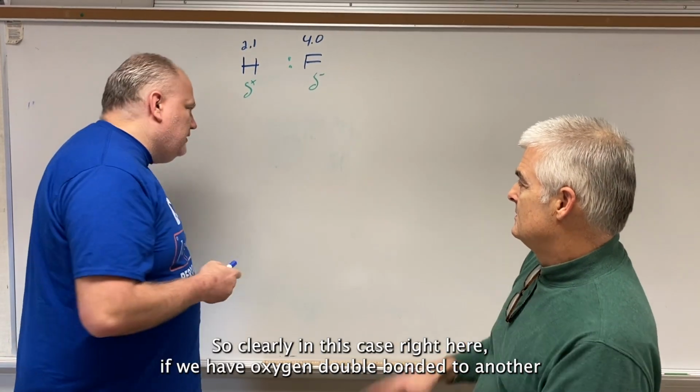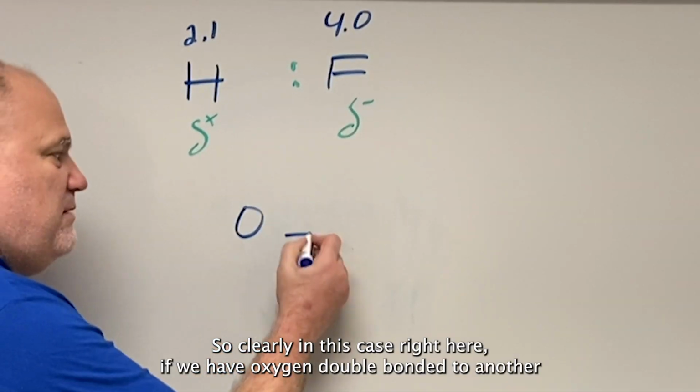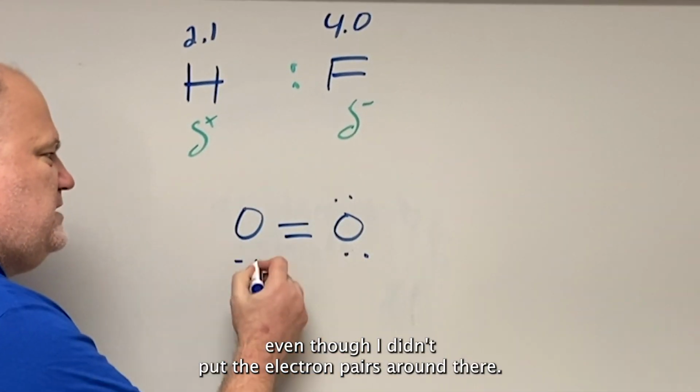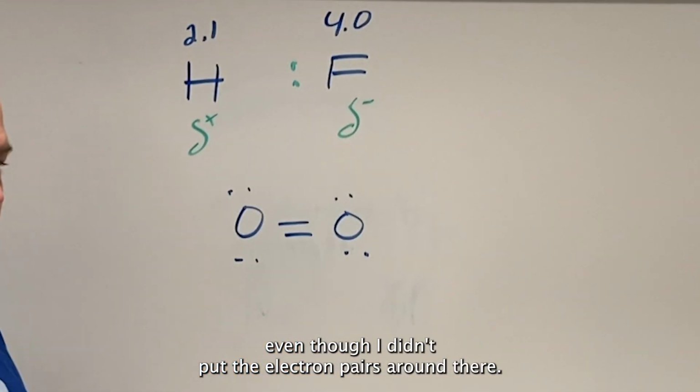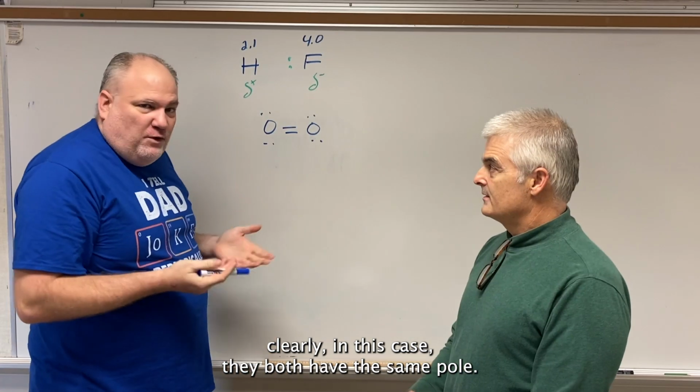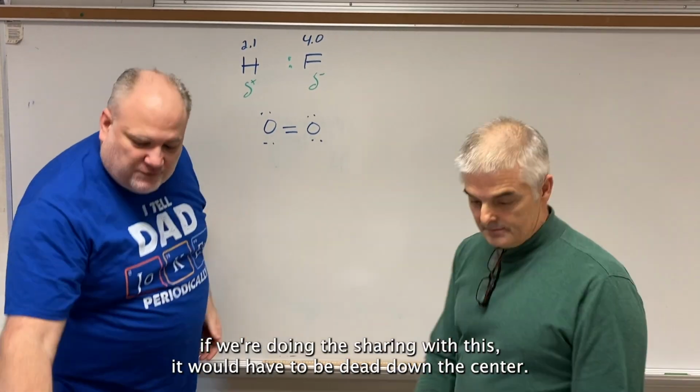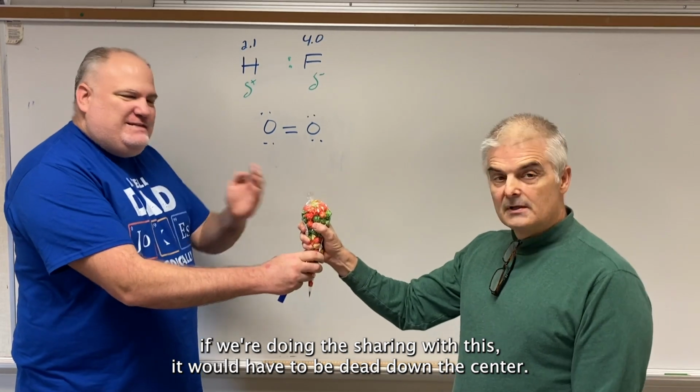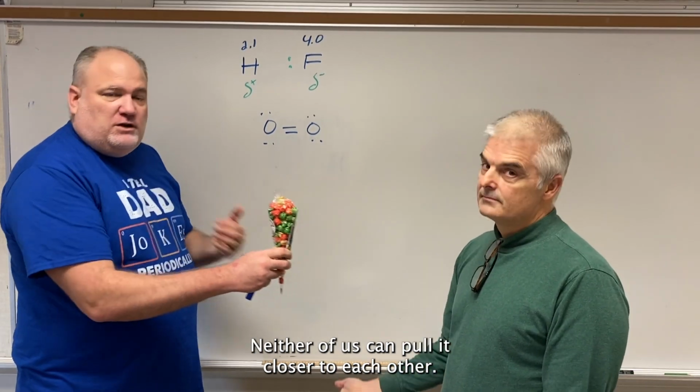Okay, so clearly in this case, if we have oxygen double bonded to another oxygen, I'm going to draw it the way it actually looks, even though I didn't put the electron pairs around there. Clearly, they both have the same pull. So if we were doing the sharing with this, it would have to be dead down the center. Neither of us can pull it closer to each other.